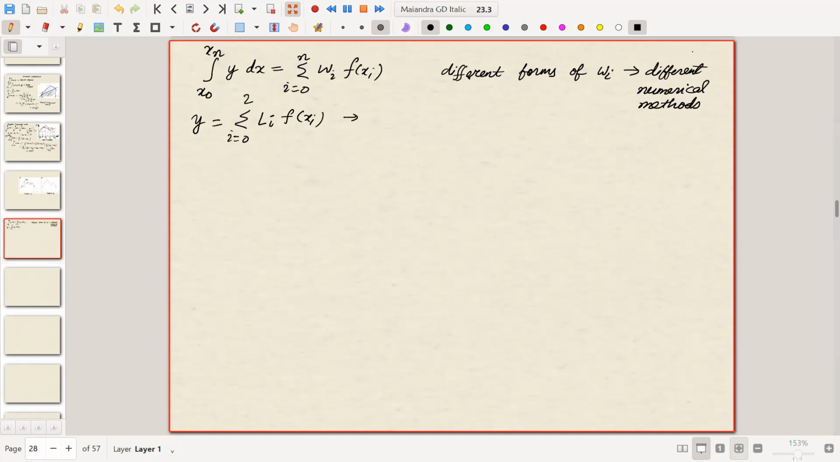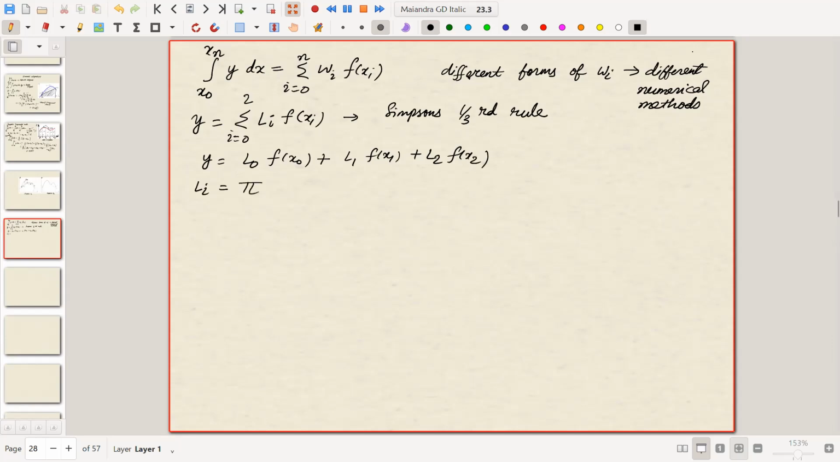So for Simpson's, this is Simpson's 1/3 rule. Why is it named the 1/3 rule? Why I am saying L0 f of x0: you know x0, you know f of x0. You will have to find L0, L1, L2: L0 f(x0) plus L1 f(x1) plus L2 f(x2). This is our whole formula. Then we will integrate this. But before that, you have to find these Li.